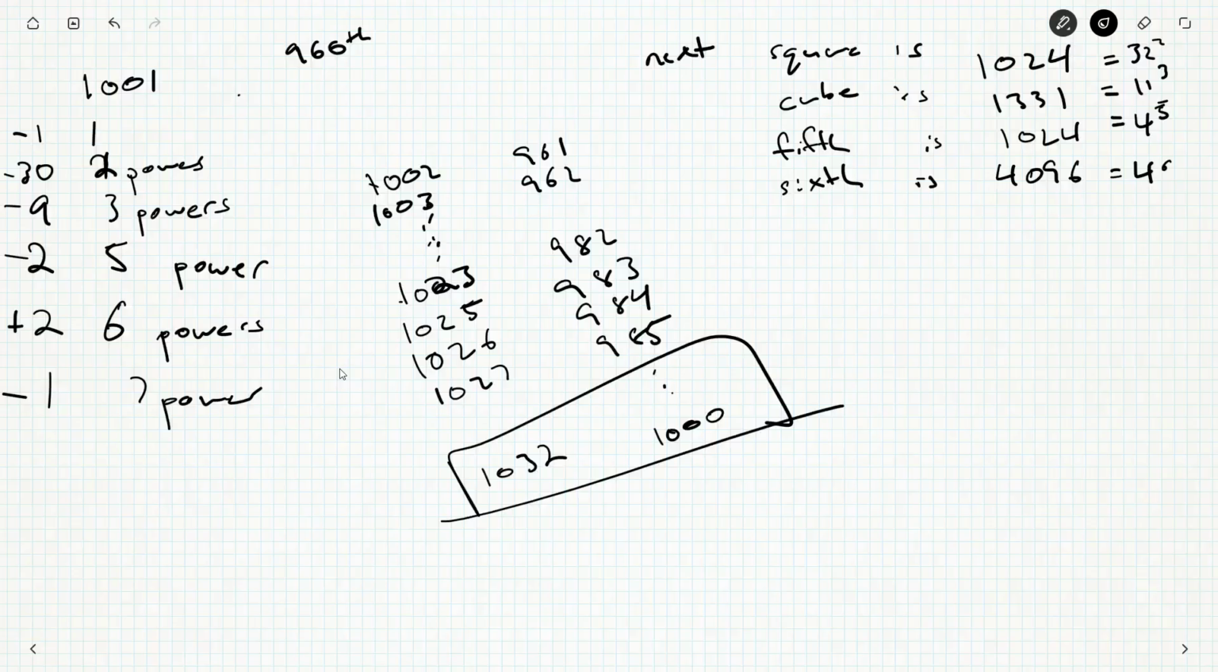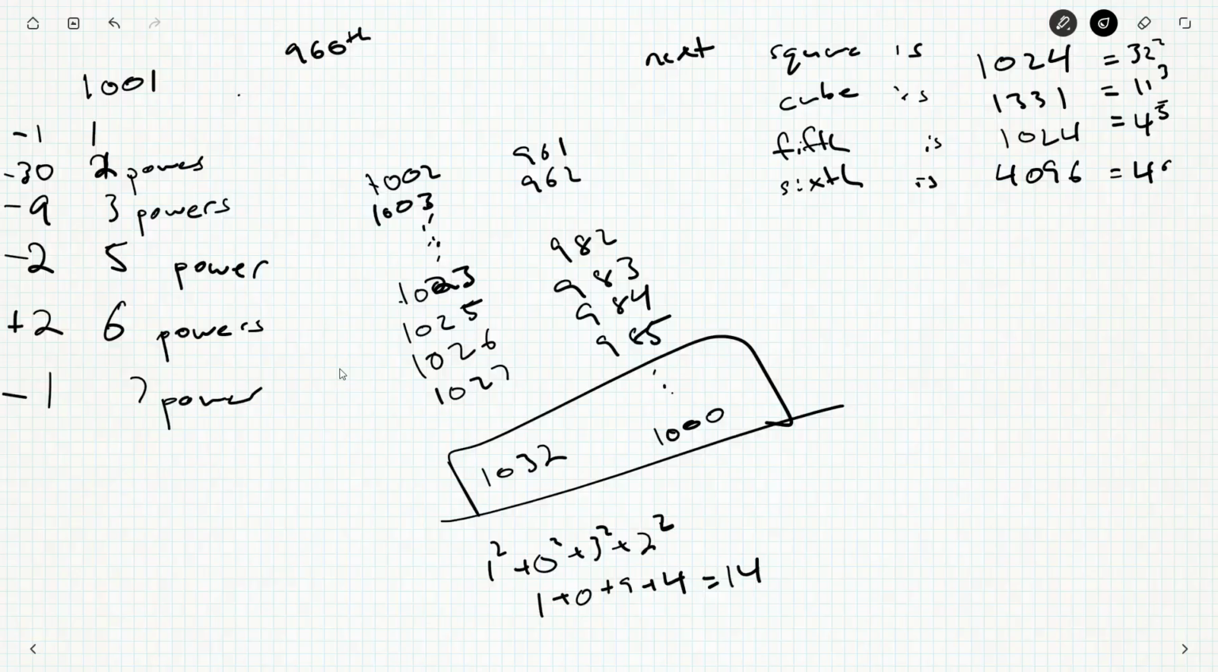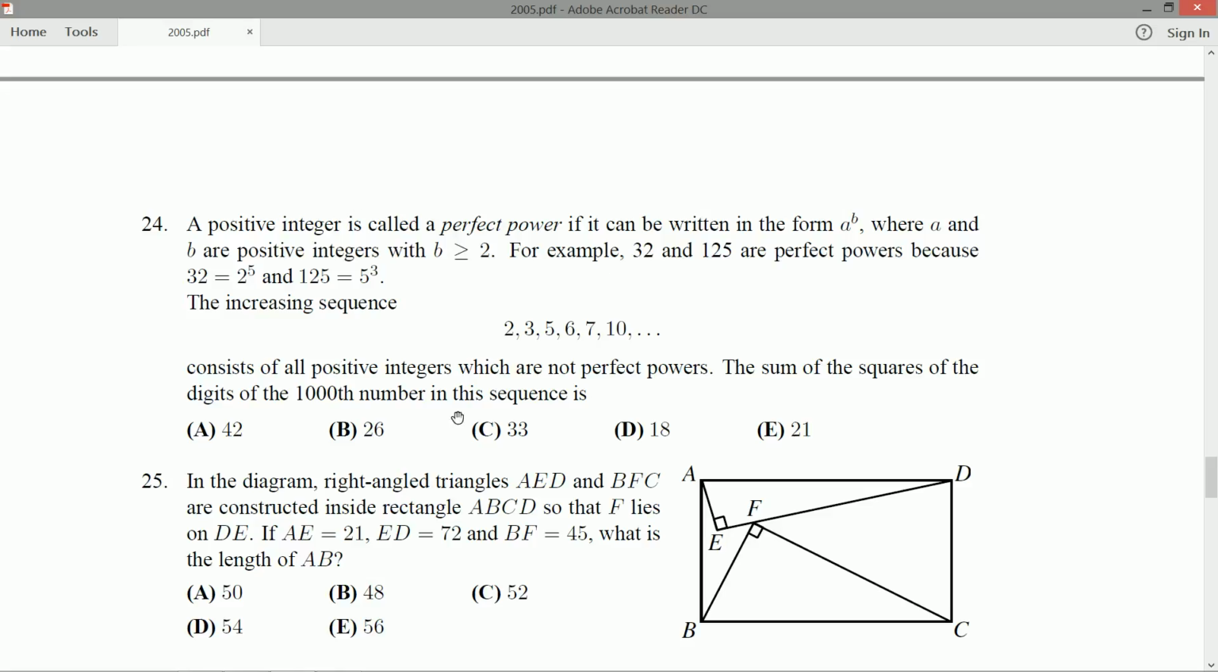I will do a little bit to verify that, but then we want the squares of the digits. So that's 1 plus 0 plus 9 plus 4, so that should be 14. Is 14 even one of the answers? Sum of the squares of the digits. I don't have a 14 here. So that tells me I've done something wrong.